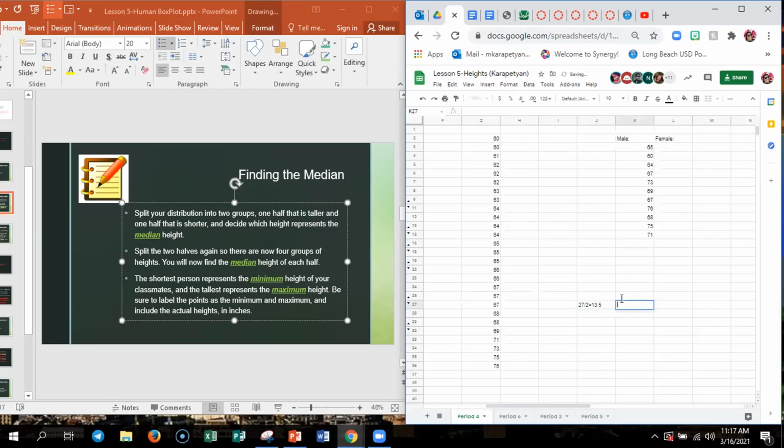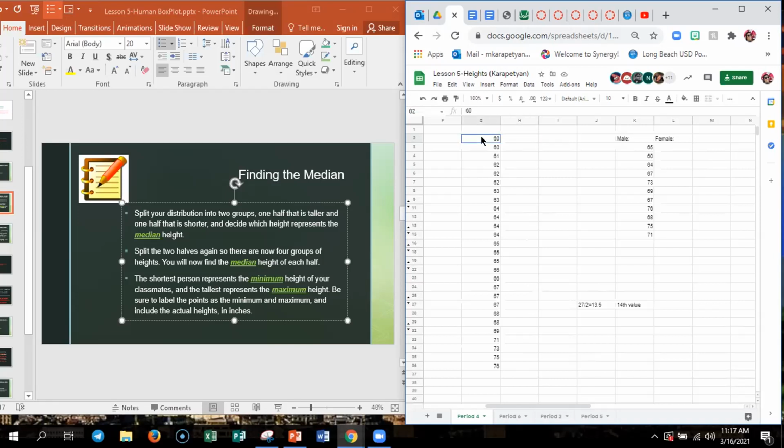Which means that the 14th value is going to be my median. Because we had 13.5, we go to the next whole number. If I had a whole number when I divided, I would have to average, correct?